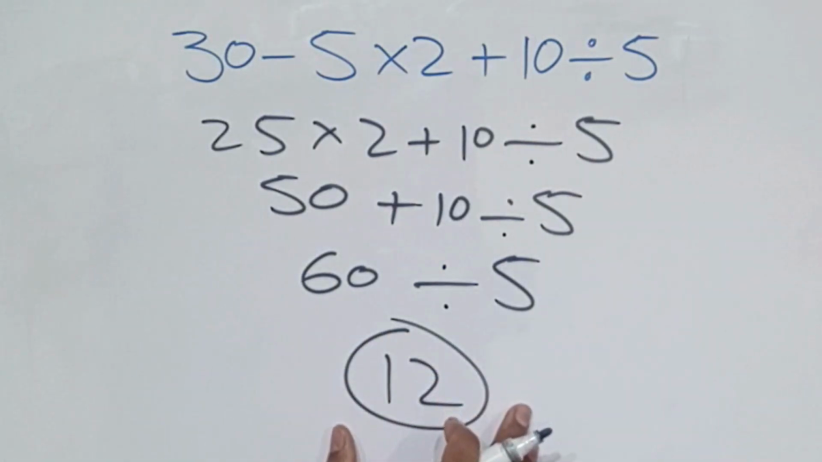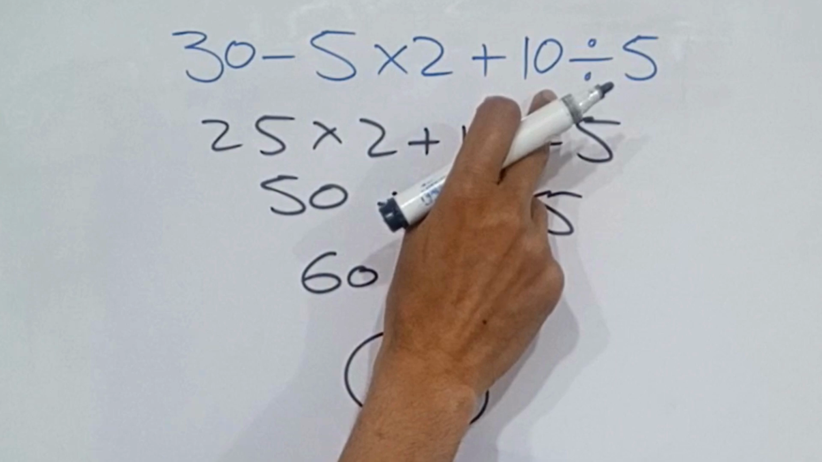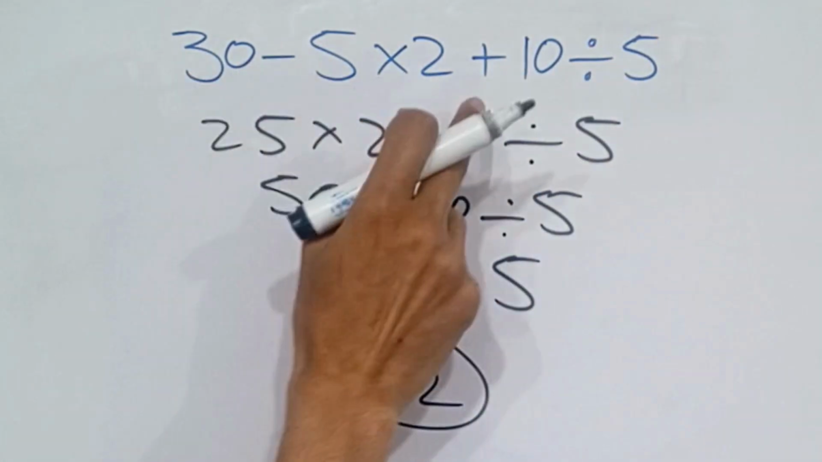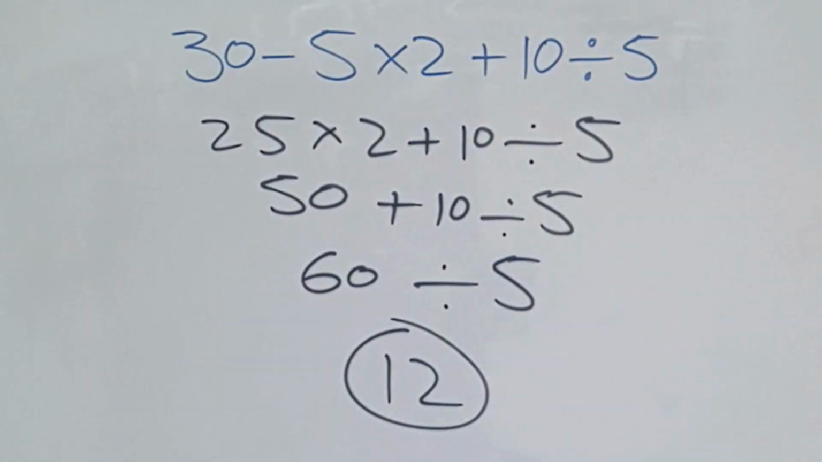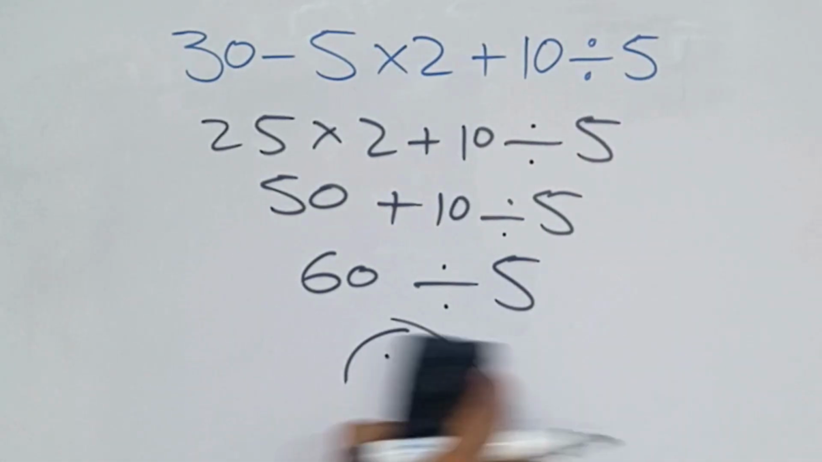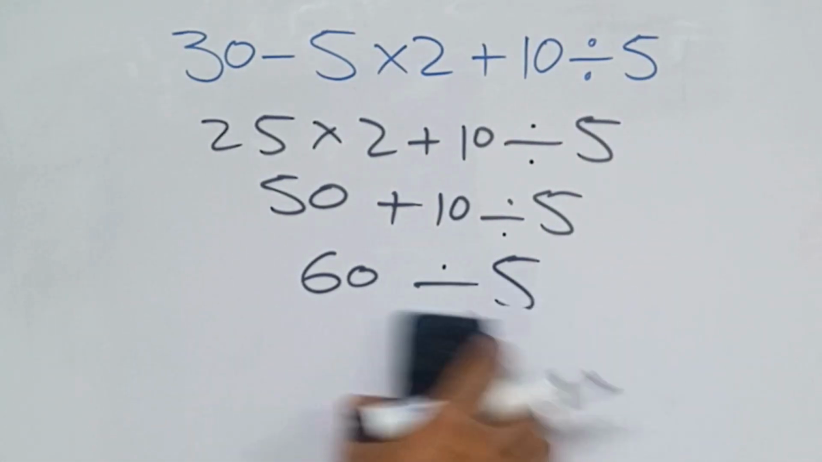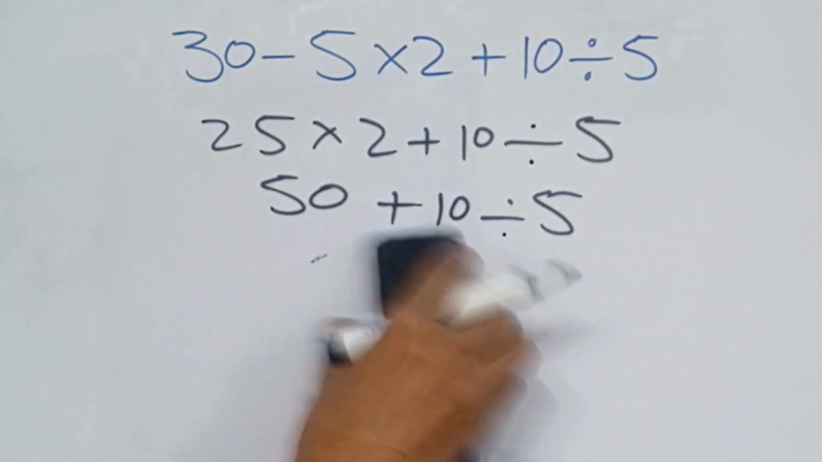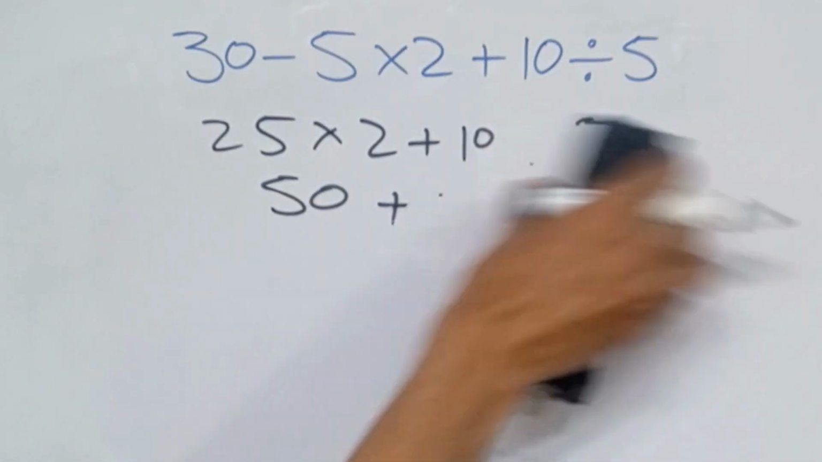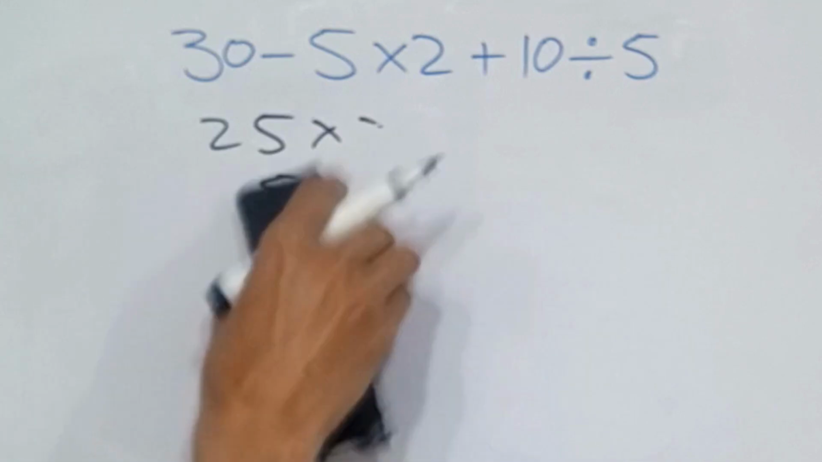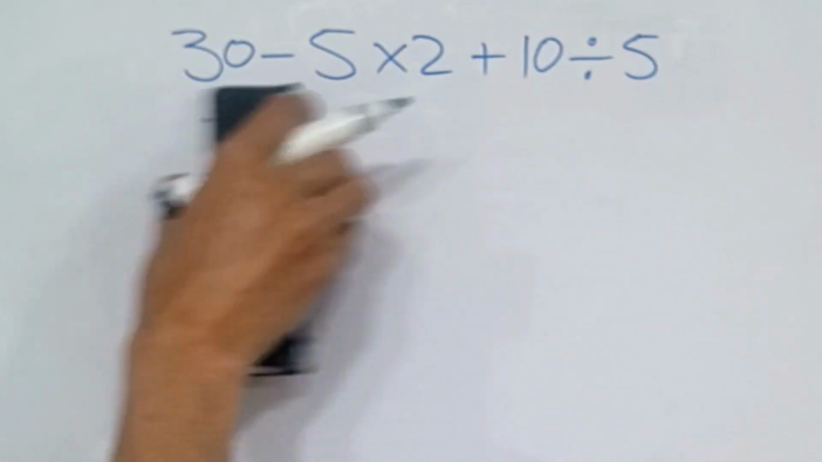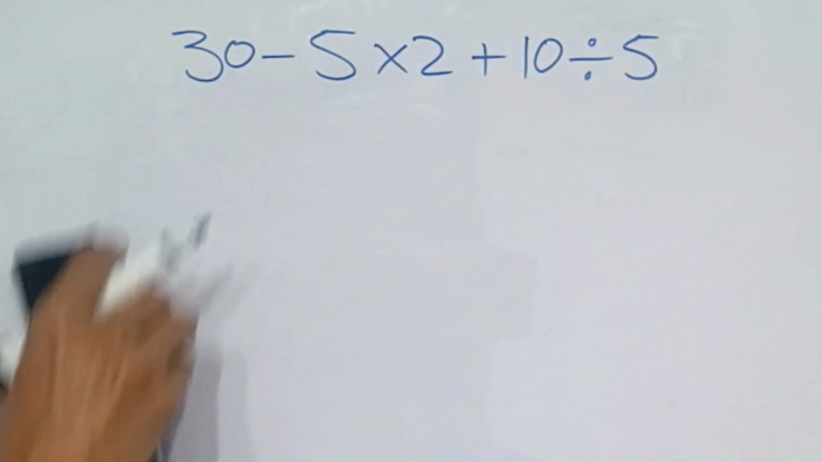But this is not correct because multiplication and division must be done before addition and subtraction, right? So follow the order of operations. We use the PEMDAS rule or BODMAS rule. Multiplication and division from left to right, and then addition and subtraction, right?